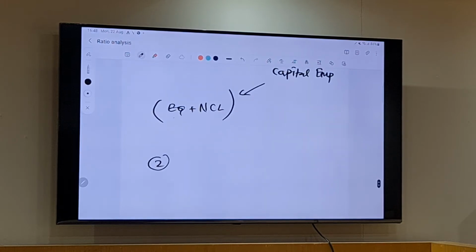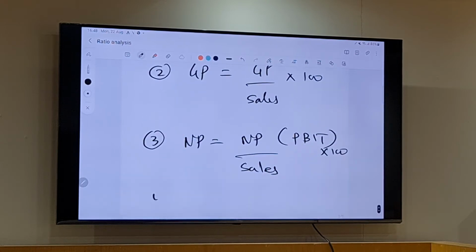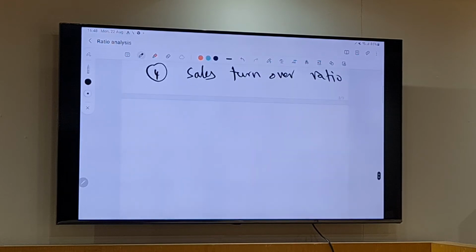Number 2, GP is what? Gross profit ratio. Gross profit divided by sales into 100. Number 3, NP, net profit. Usually we take it profit before interest and tax, divided by sales into 100. Then there is something called sales turnover ratio. What is sales turnover ratio? Sales over capital employed into 100.